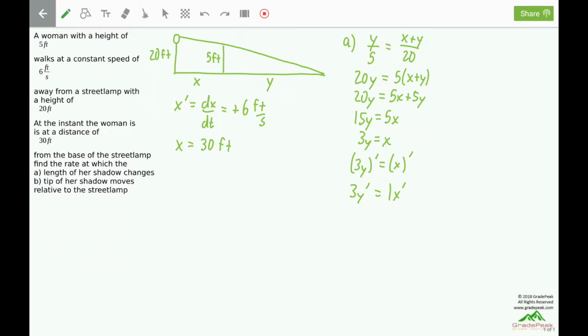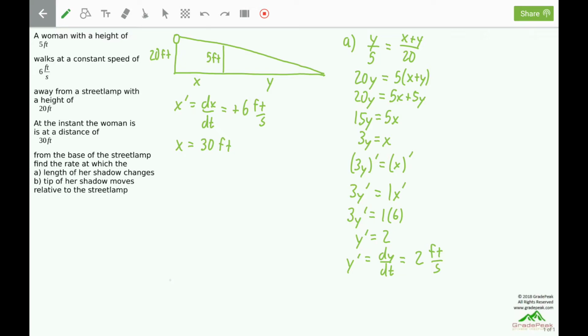We can now plug in numbers. We have 3y prime will equal 1 times x prime, which is 6. So y prime can be solved for by dividing both sides by 3, and 6 divided by 3 comes out to 2. So our y prime, or dy dt, is coming out to a positive 2, and it'll have units of y, which is a length, and therefore in feet in this problem, over dt, time, and that'll be in seconds in this problem. So there's the rate at which the length of her shadow changes.